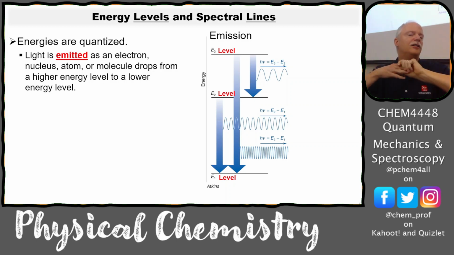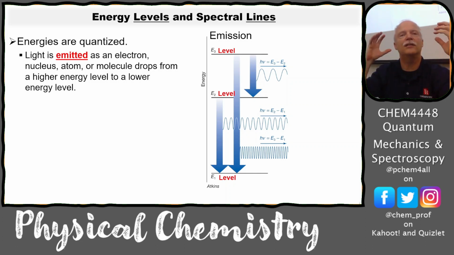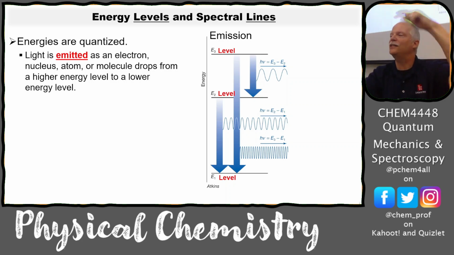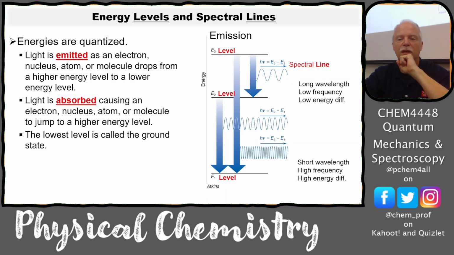drops from a higher energy level to a lower energy level. So the levels are just like floors in a building. And a molecular system can be on floor 1, floor 2, floor 3. Those are your energy levels. It's the transitions between the levels that we call spectral lines. Those show up in the spectrum.